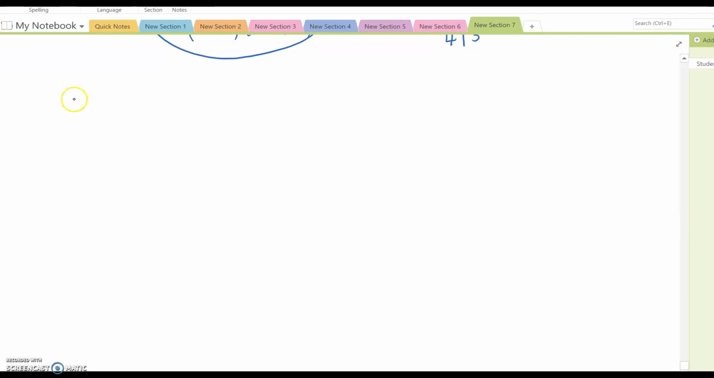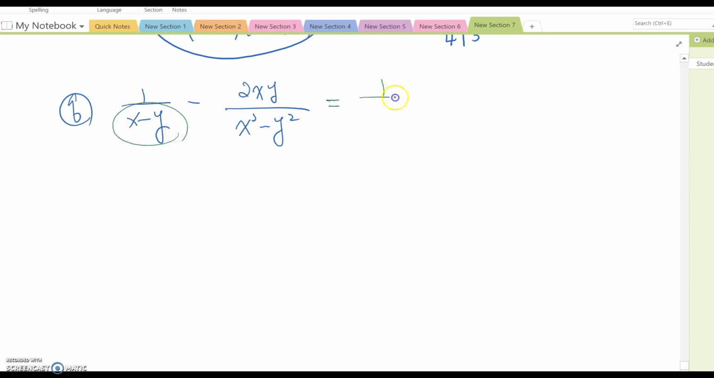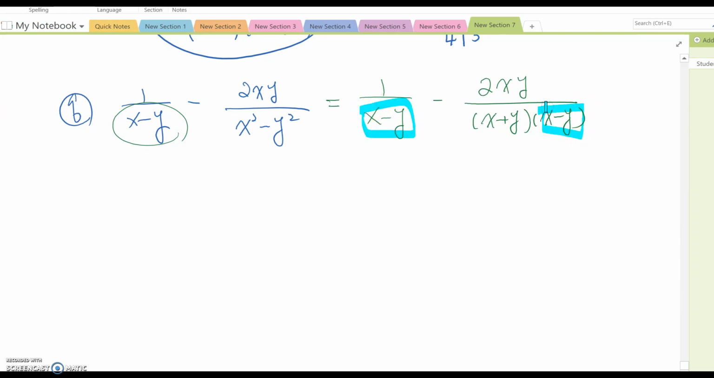So, 1 over x minus y minus 2xy over x squared minus y squared. In order to find the common denominator, we need to factor first. If we do so, this is already a prime factor, so just say 1 over x minus y minus 2xy over x plus y and x minus y. Do you see a common factor, which is x minus y here? Yeah. Therefore, the LCD becomes the common factor, x minus y, times the remaining factor x plus y.